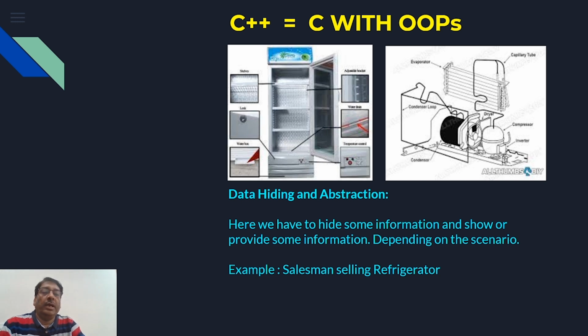So you can write programs that give you output based on the kind of user we are. That is how you provide information based on the need and the user. This is what we call the concept of data hiding and abstraction.